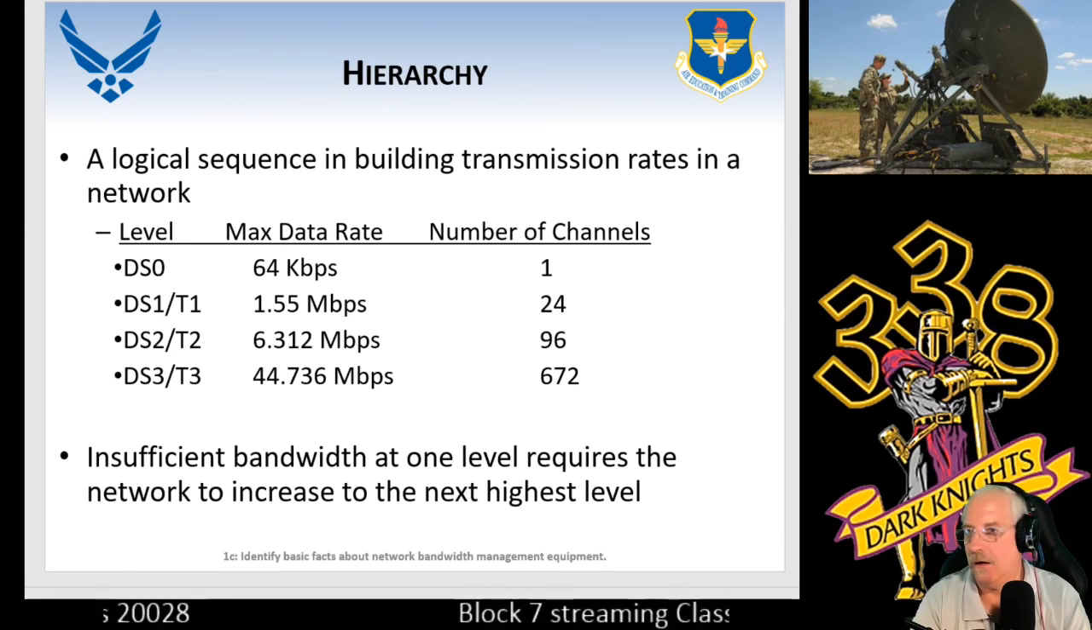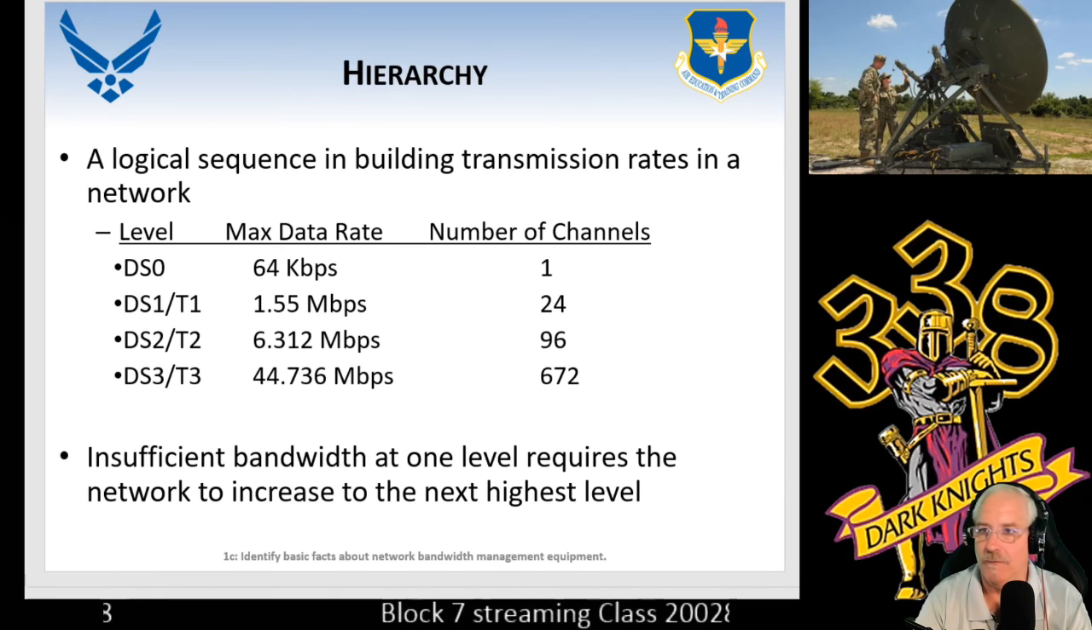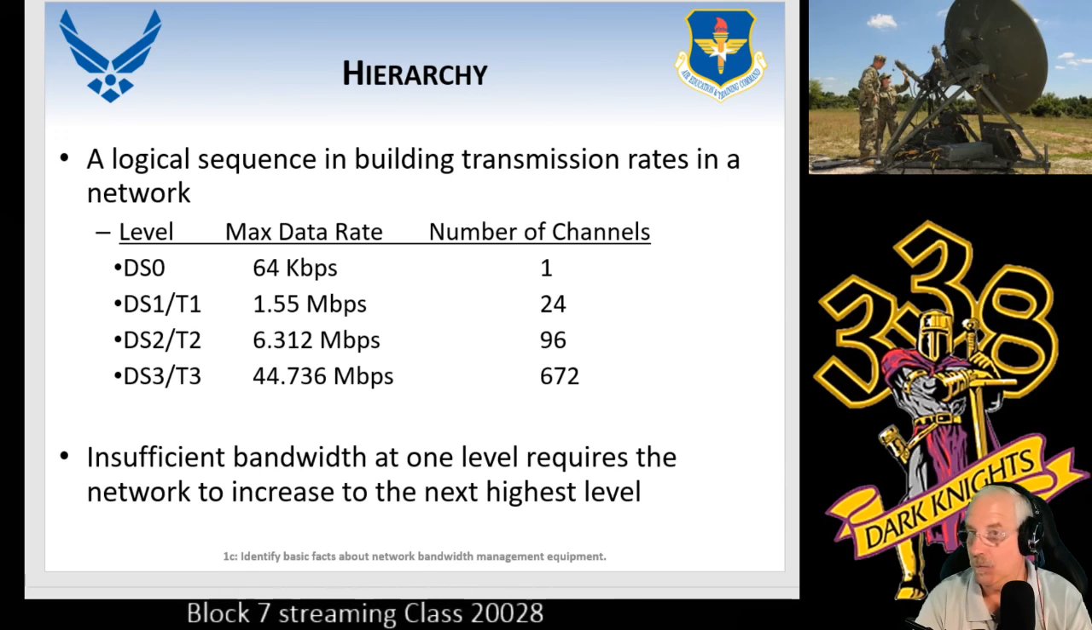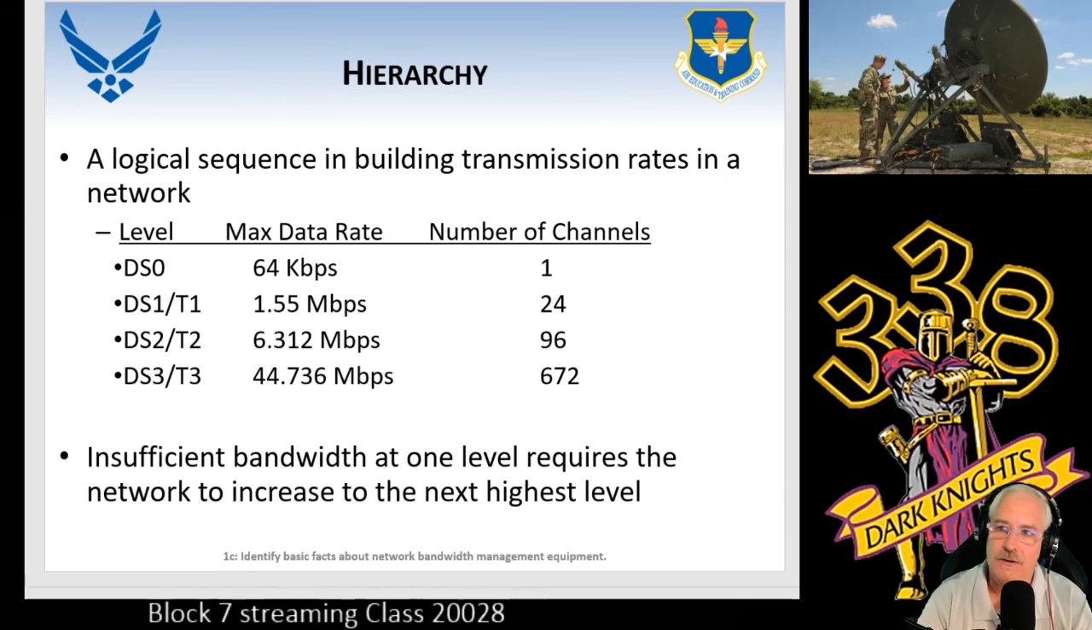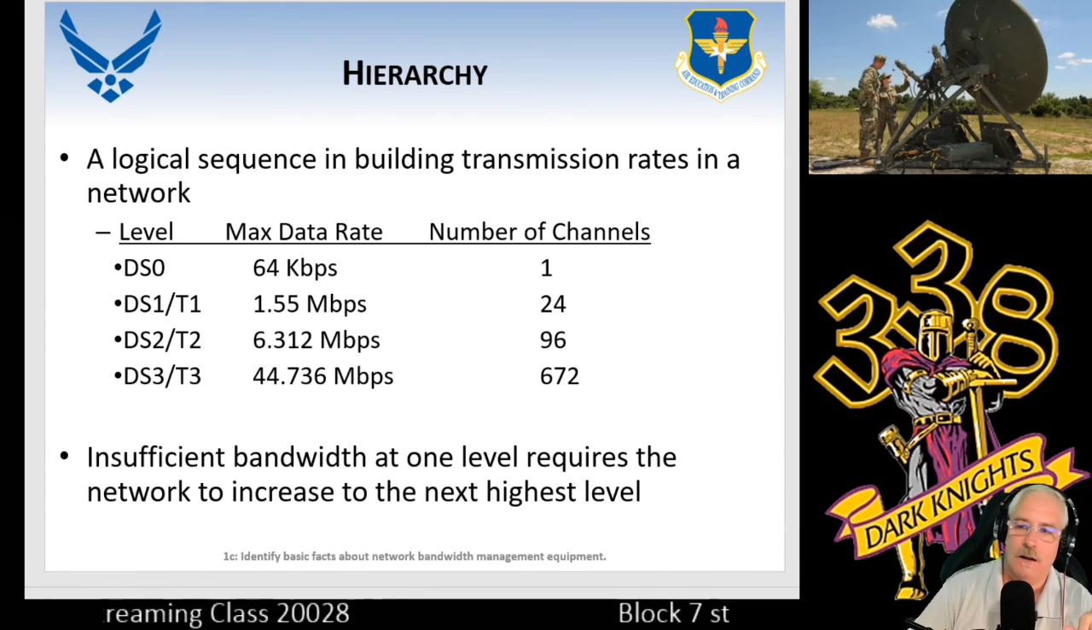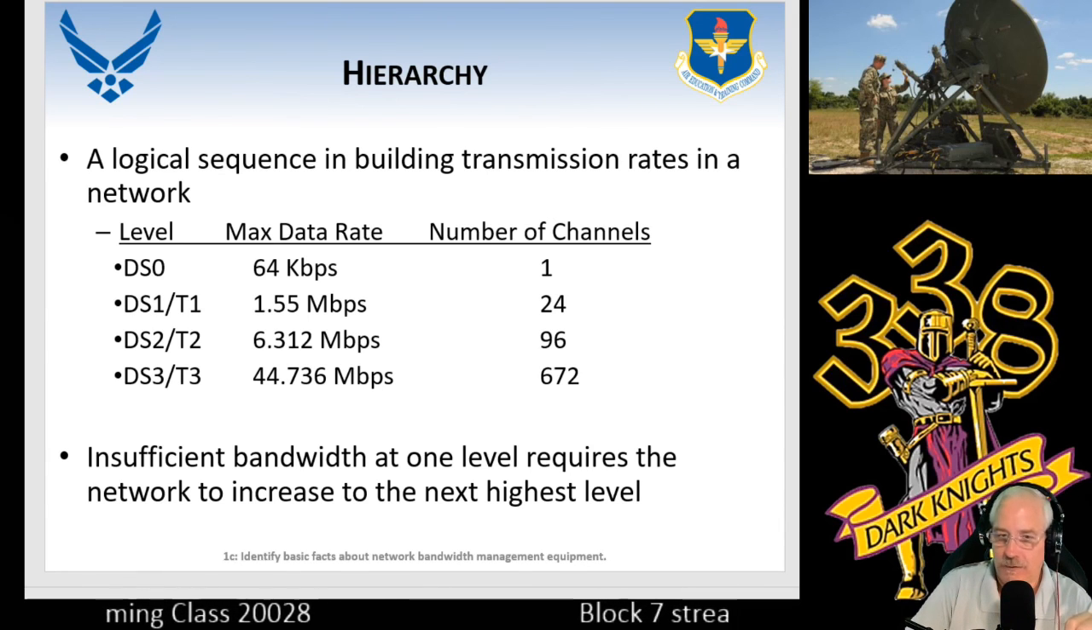Then we have something called hierarchy. The way they looked at it is you've got a voice channel at 64K. Then you put all of those 24 channels together to get 1.544 megabits per second for a DS1 or a T1 line. Then you start adding these different multiplexers in line to get our T2 and our T3. If you don't have enough bandwidth, you start adding more. That's one way to look at it.